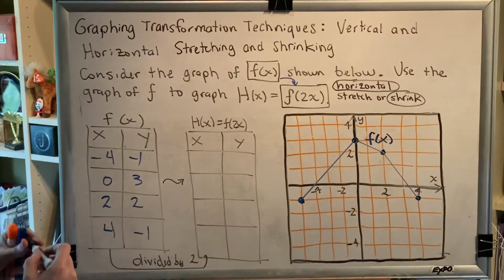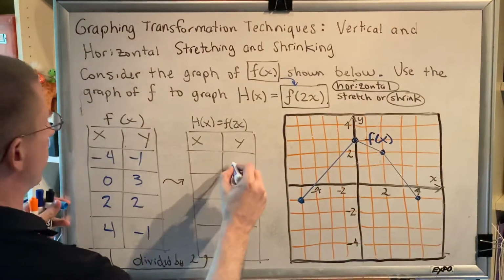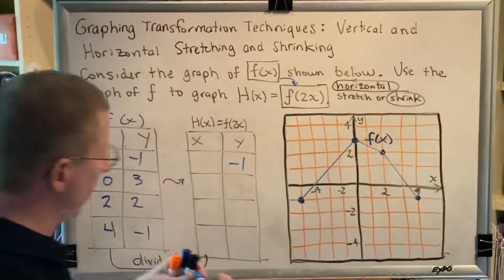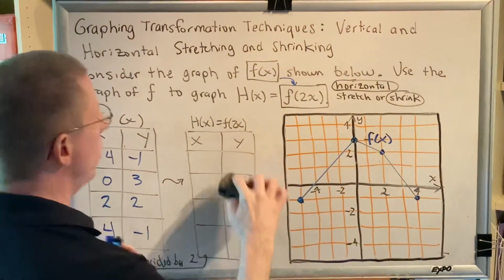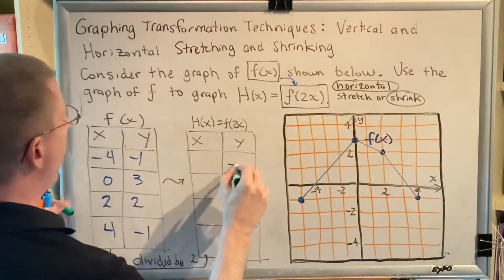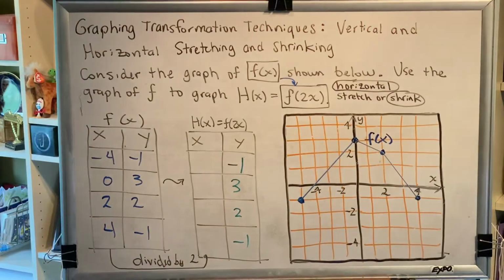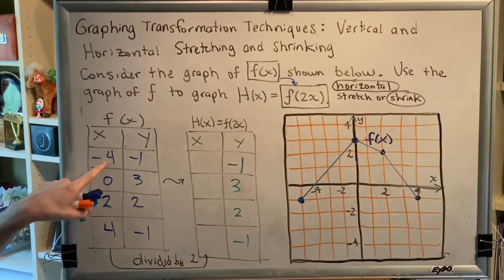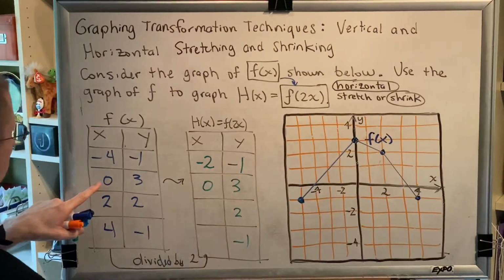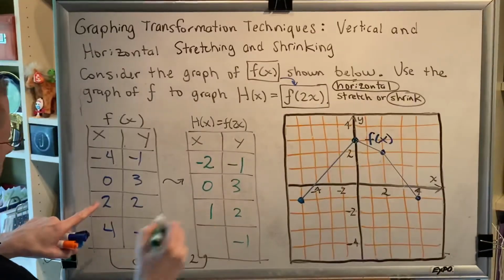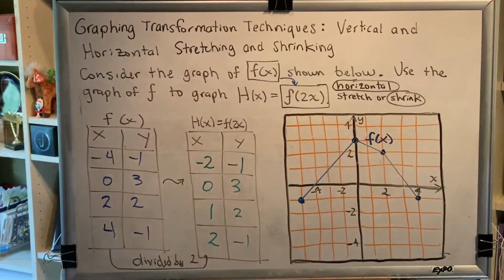So with that in mind, let's go ahead and fill in our y coordinates because they're not going to change. That's not enough of a differentiating color. Let me go to green here. All right, so the y's are not going to change, but the x's are all going to be divided by 2. So -4 divided by 2 is -2. 0 divided by 2 is still 0. 2 divided by 2 is 1. 4 divided by 2 is 2. So this is the collection of our new points.